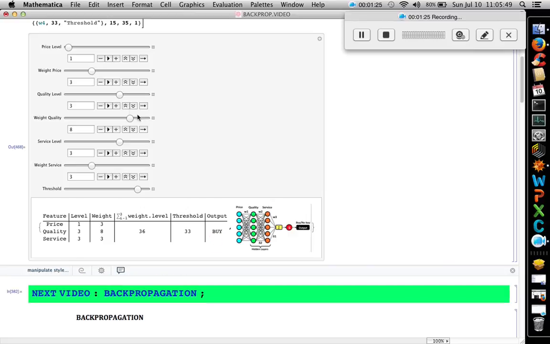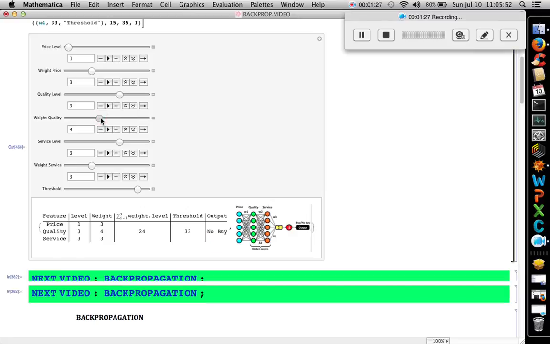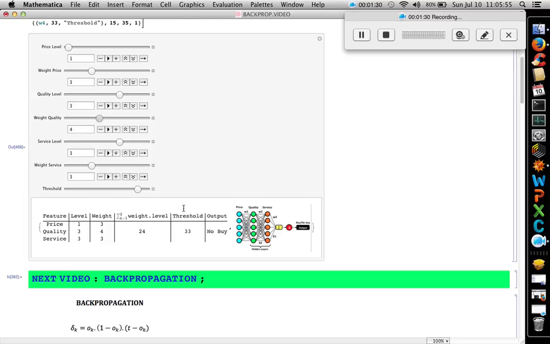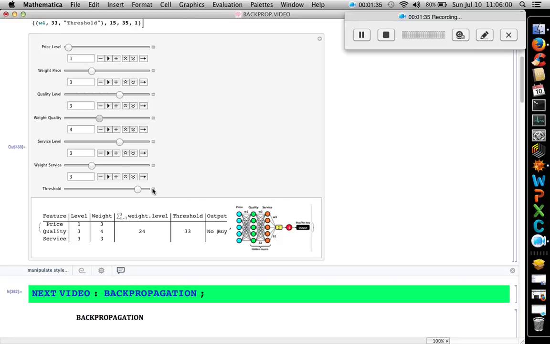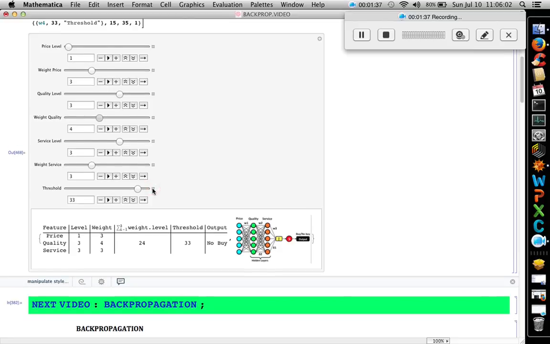You see here it buys. When the weight is 4, he doesn't buy according to a given threshold. So the ways of making the client buy from us is increasing the value of the features, like increase the price, increase the quality level and the service level, and at the same time increase the weights of each one of the features.